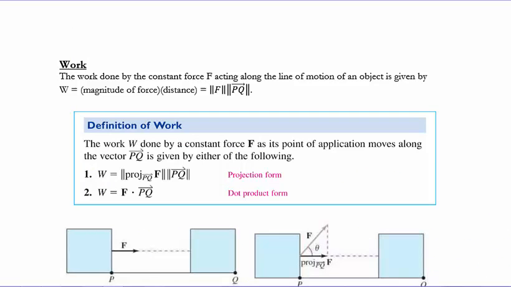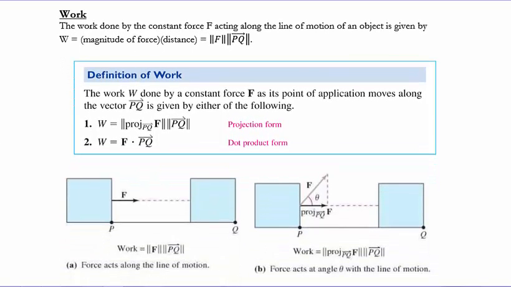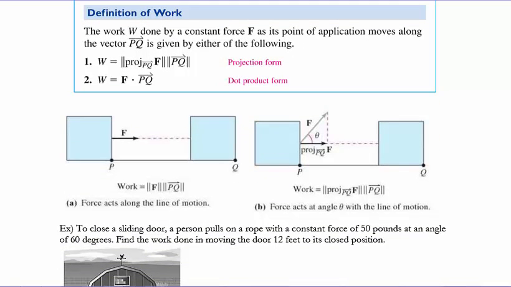Now, why do we care? Well, one of the major reasons why we care is work. Work in physics is force times distance. Work is the magnitude of the force times the distance traveled. Well, what if you're not pulling in the same direction that you're traveling? That means work is a projection.